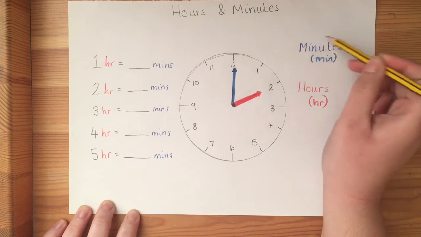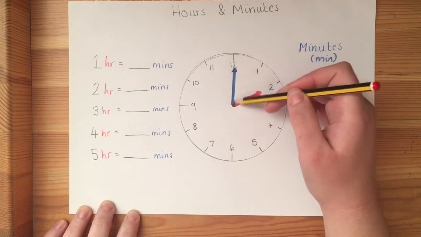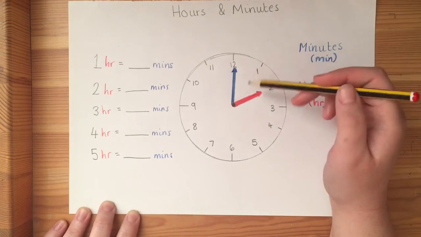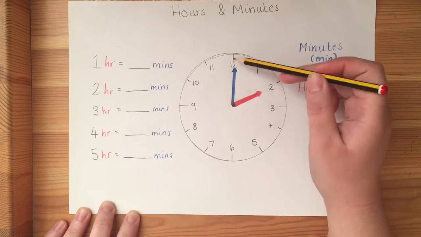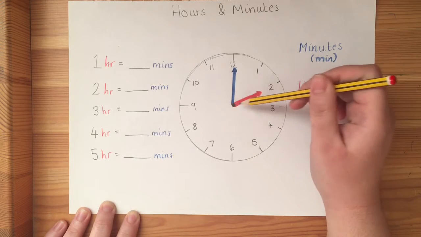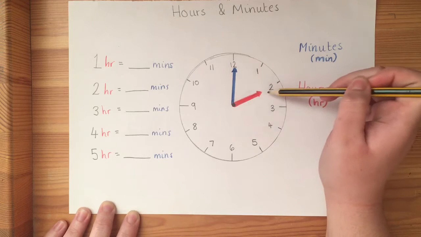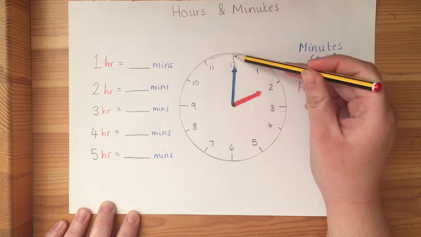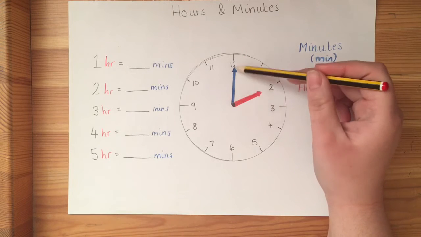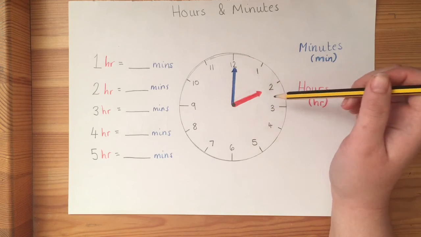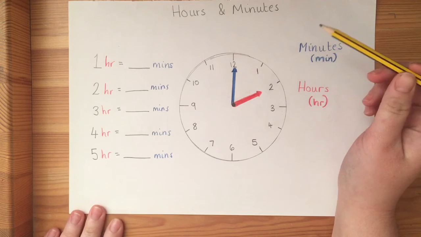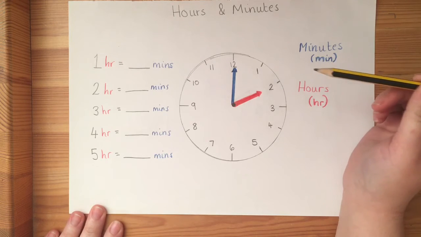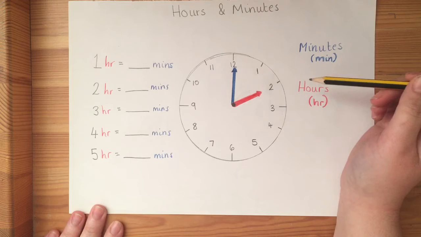Now I've got here my minutes hand in blue. Some of you might know it as the long hand. Minutes hand in blue and my hours hand in red. So I can see here that my clock says 2 o'clock. When the minute hand is at the 12, it's o'clock. So the first question is, how many minutes are there in 1 hour?